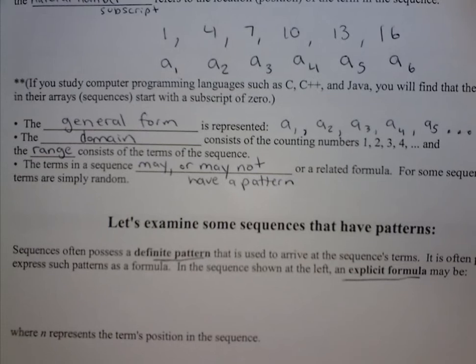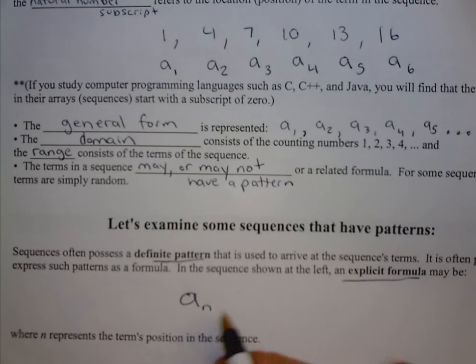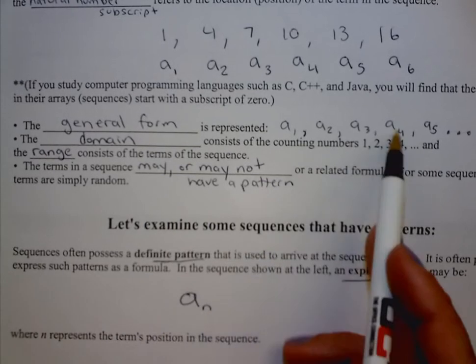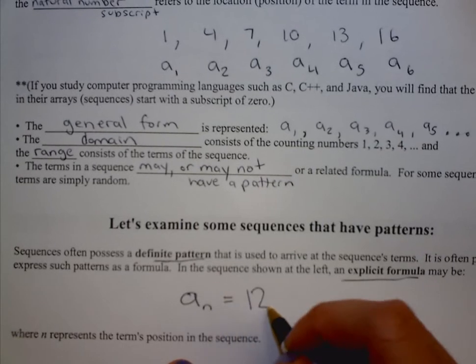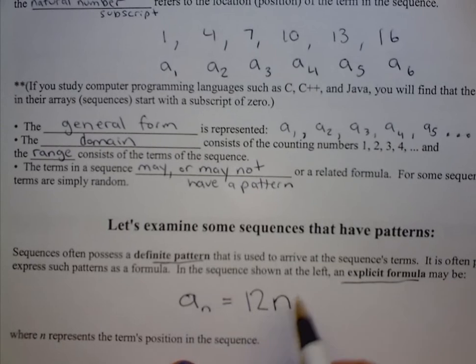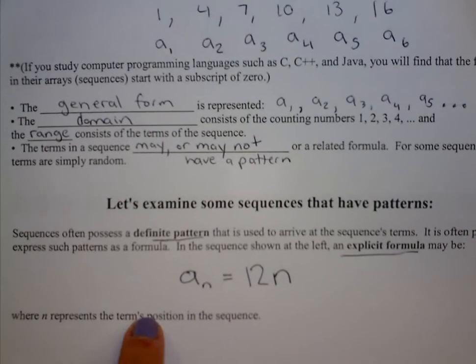Let's say I have A_n. Here my subscript is an n because n can be any number: 1, 2, 3, 4. This is a general formula, A_n equals 12 times n. Here my variable is n, so n represents the term's position in the sequence.